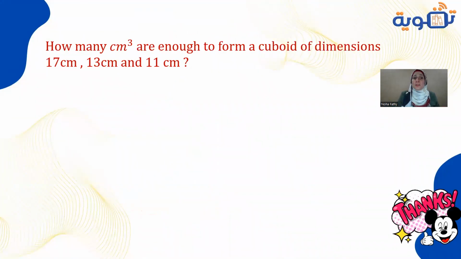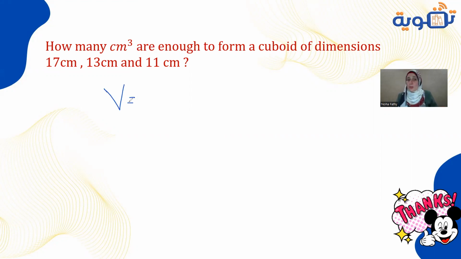How many cubic centimeters are enough to form a cuboid of dimension 17, 13, and 12? So the volume equals length times width times height. So I will multiply what? 17 times 13 times 11, and the result equals 2,431 cubic centimeters. This is the volume.